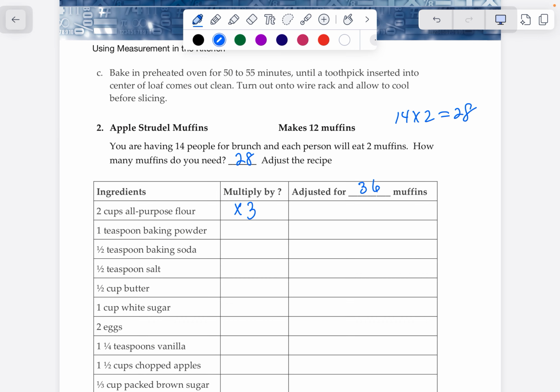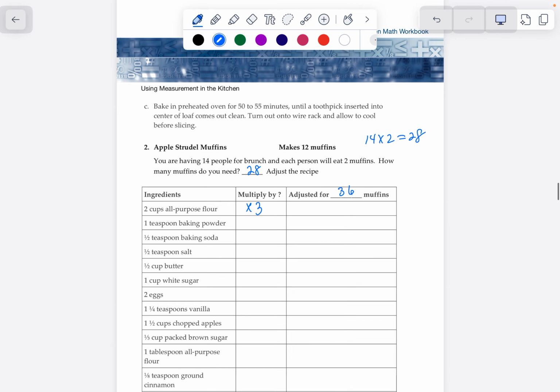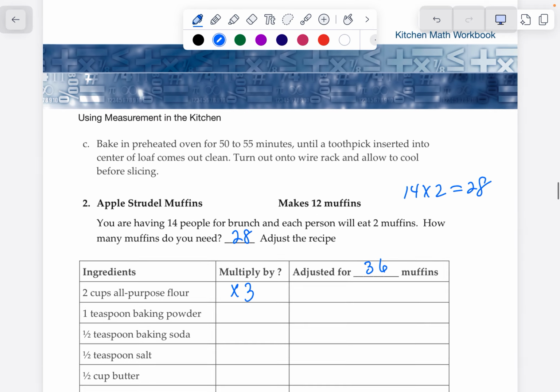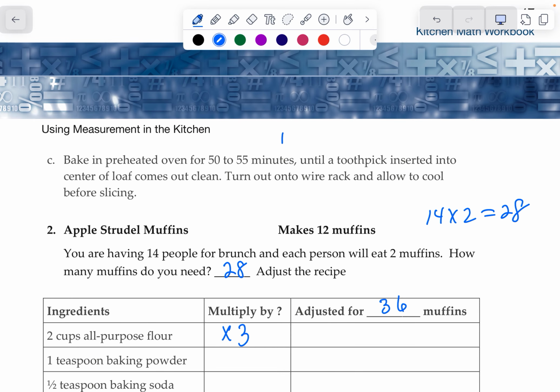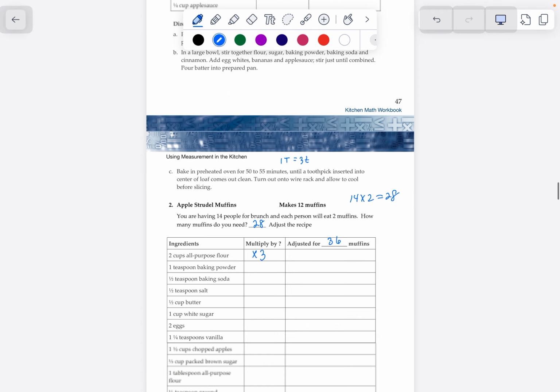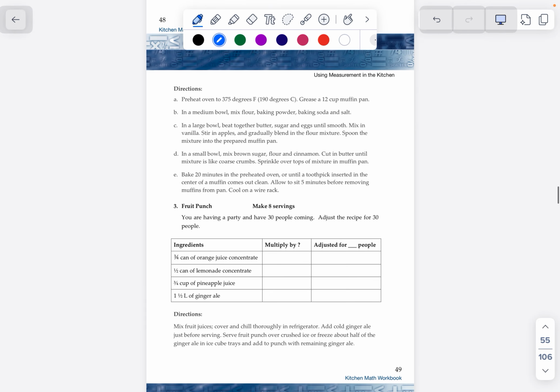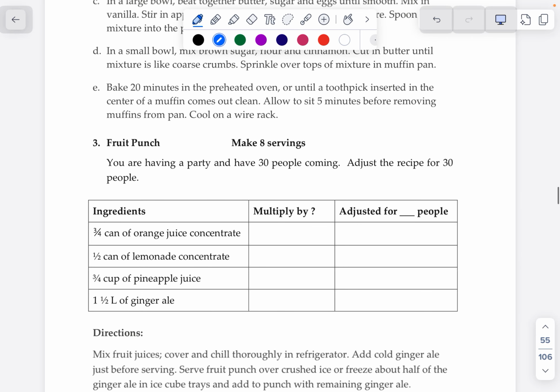Okay? So you're gonna multiply this one by 3. And again, if any of the teaspoons become tablespoons, feel free to, the main thing to remember there is that 1 tablespoon is 3 teaspoons, okay? So feel free to round that up. The fruit punch, there are 30 people. Adjust the recipe for 30 people. Now I'm going to show you something that's kind of interesting.